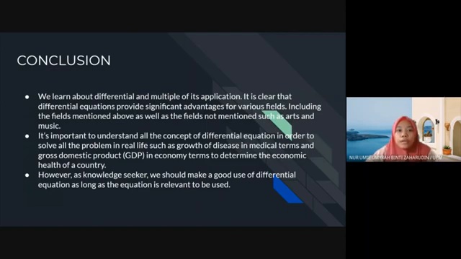So the conclusion we get is that we learned about differential equations and multiple applications of them. It's clear that differential equations provide significant advantages for various fields, including the fields mentioned above as well as fields not mentioned, such as art and music. It is important to understand all the concepts of differential equations in order to solve problems in real life, such as the growth of disease in medical terms and gross domestic product (GDP) in economic terms to determine the economic health of a country. However, as knowledge seekers, we should make good use of differential equations as long as the equation is relevant to be used.